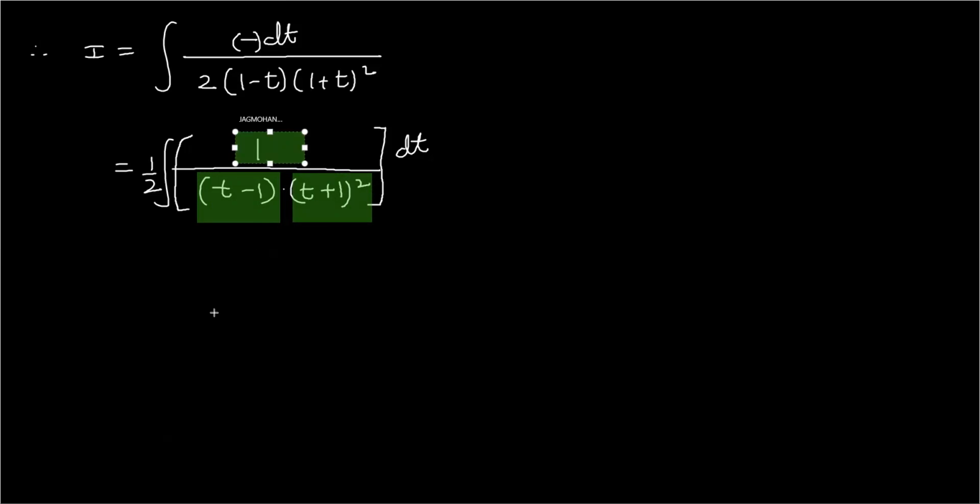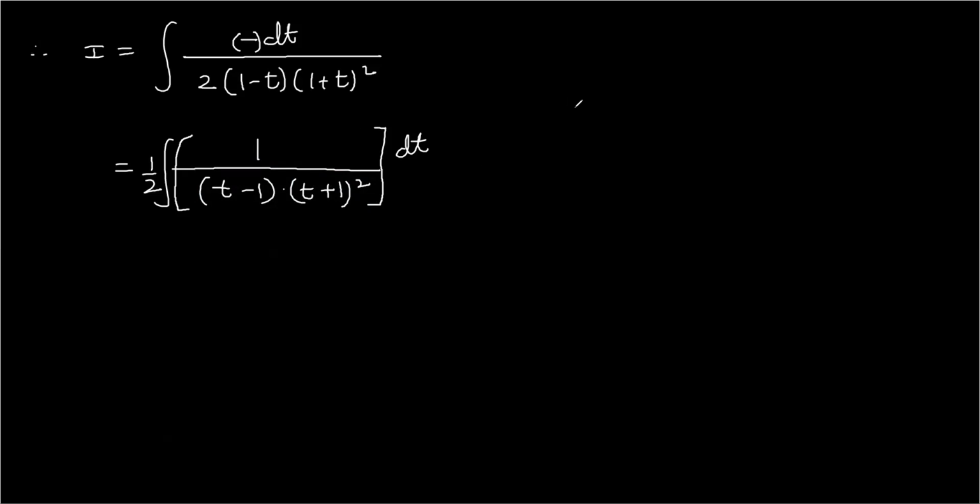I can call 1 a polynomial with degree 0. So I have numerator and denominator both polynomials, so it is a rational fraction. Moreover, I understand that it is a proper rational fraction. So here I find the integrand ready for applying the method of partial fraction. So I'm going to apply the method of partial fraction.